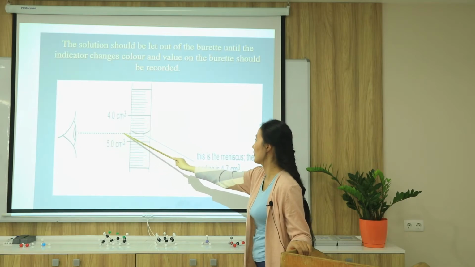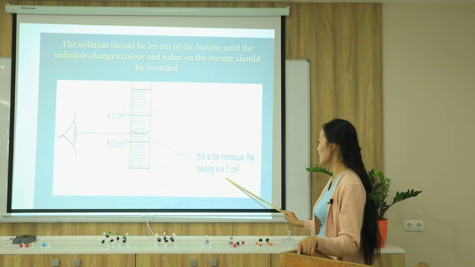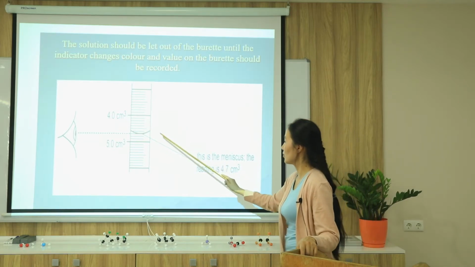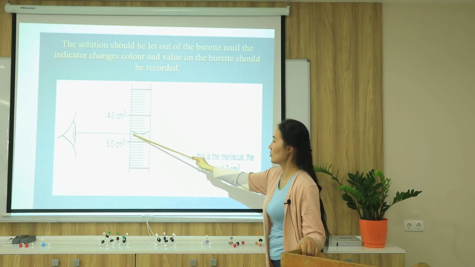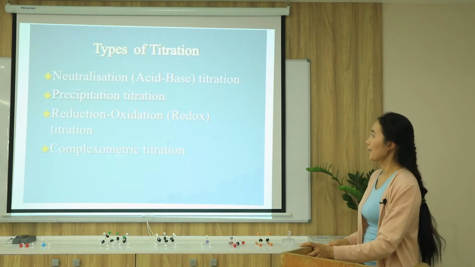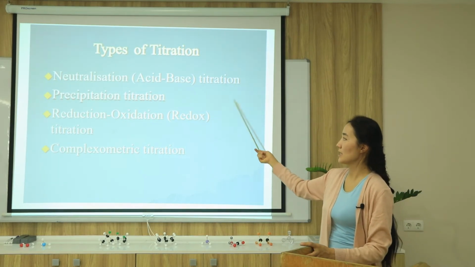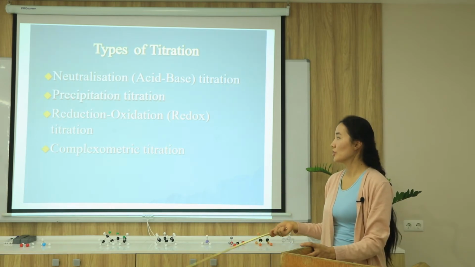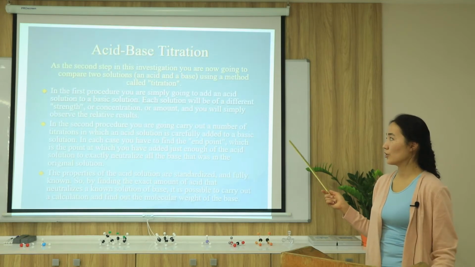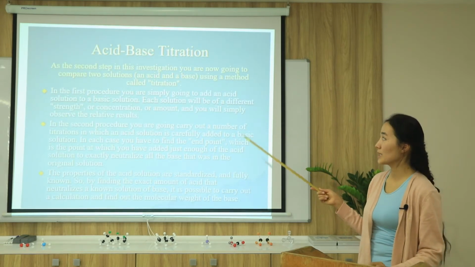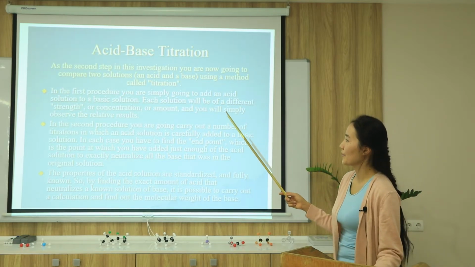Here you can see the meniscus, so the reading is 4.7. Here you can count: 1, 2, 3, 4, 5, 6, 7. This one is our end point. The types of titration are neutralization or acid-base titration, precipitation titration, redox or oxidation titration, and complexometric titration. I have already talked about them in the previous slides, but here I also completed them with the definitions.